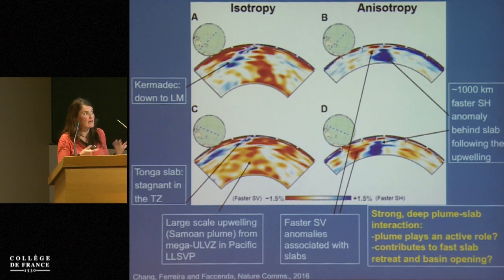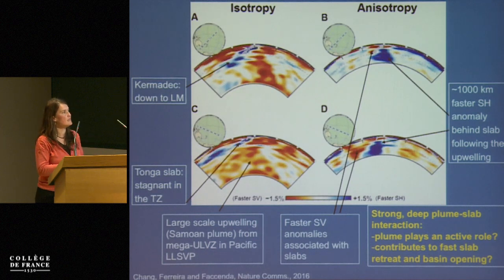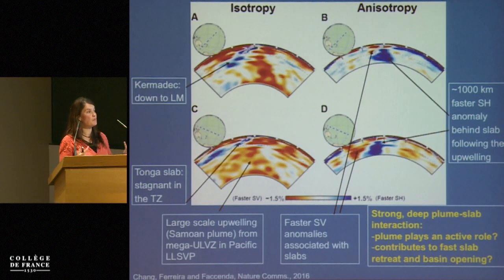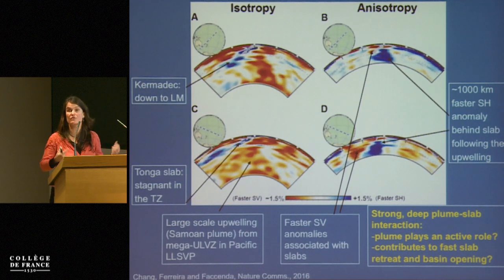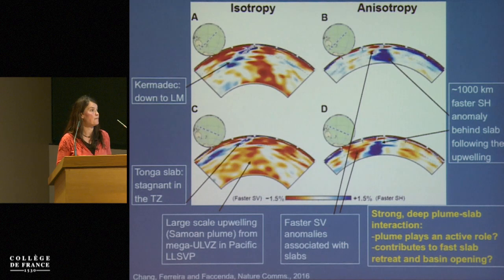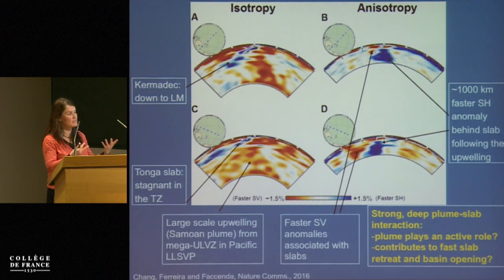And so we hypothesized that perhaps indeed these anomalies are the signature of this deep interaction between the plume and the slab. Perhaps the plume plays an active role in contributing to the stagnancy of the Tonga slab. Perhaps it even contributes to this fast slab retreat and the fast opening of the Lau Basin? So we had this hypothesis from our ideas.